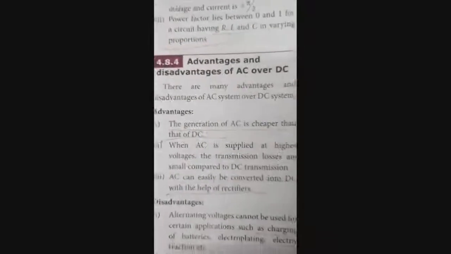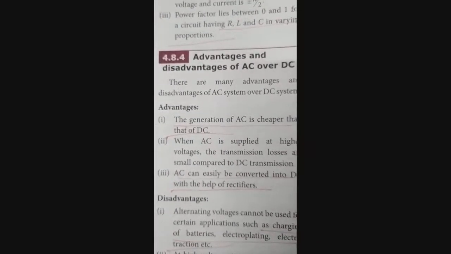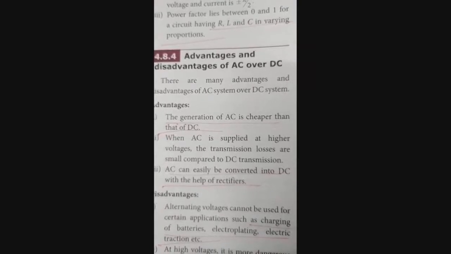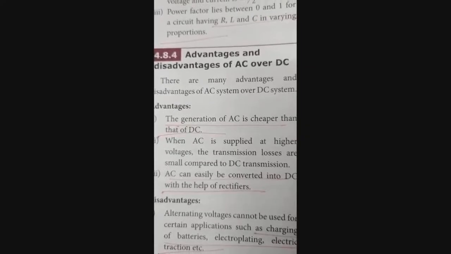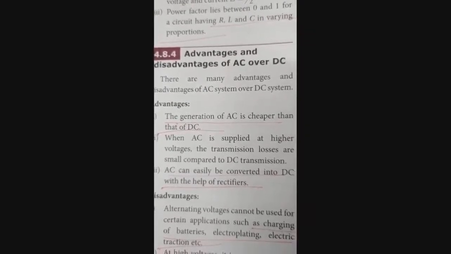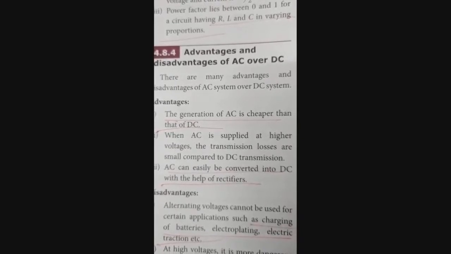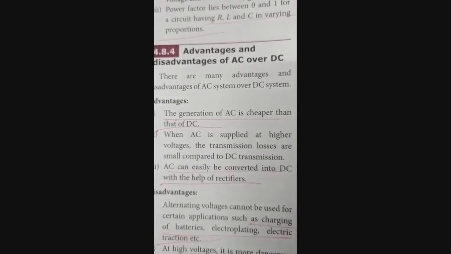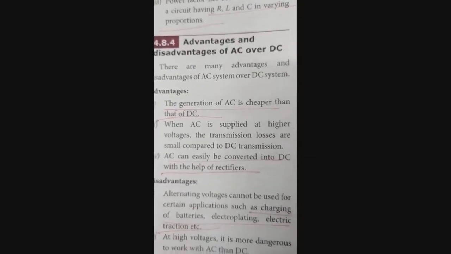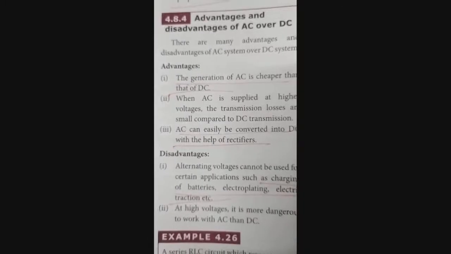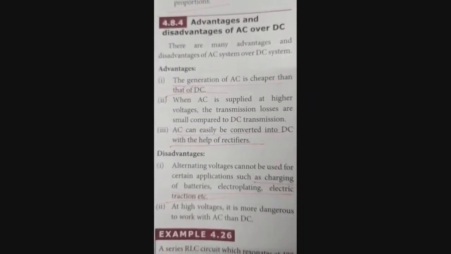And here, advantages of AC over DC. Here first we shall see the advantages. AC is cheaper than DC, that is, the generation is very easy. You can easily generate AC, and transmission losses are also less when comparing AC with DC, because AC can be supplied at higher voltages so that the losses can be largely prevented, and AC can be easily converted into DC with the help of rectifiers. That is the other advantage.